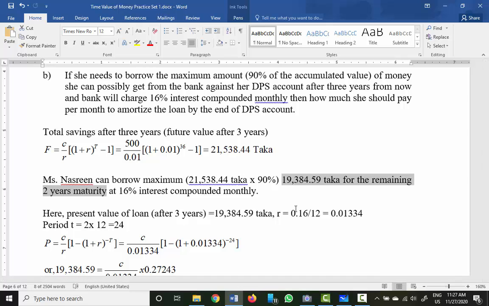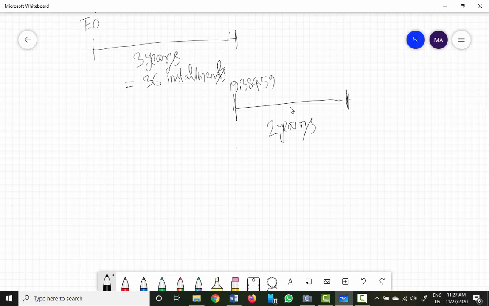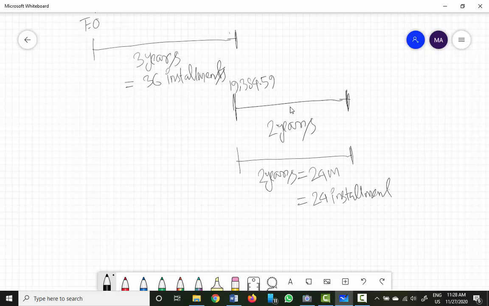All right. So that means loan maturity is 2 years. Again, she needs to pay off the loan by monthly payments. So in 2 years, we will have total 12 months, that means 12 payments. Sorry, not 12. In 2 years, we have total 24 months. So 24 months means 24 installments. So she needs to pay off the loan by making 24 payments.